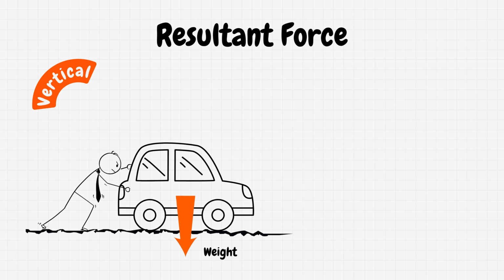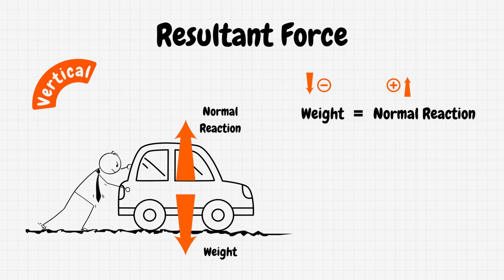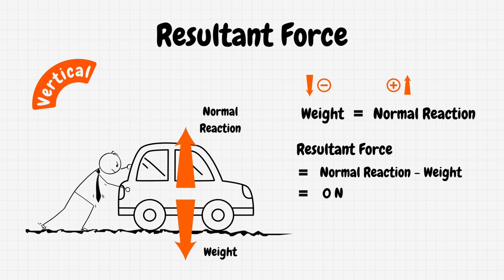Now let's look at the vertical direction. The weight of the car pulls it down, and the normal reaction force from the road pushes it up. These two forces are also equal and opposite, so they cancel out as well. This means no vertical movement, the car stays firmly on the road.